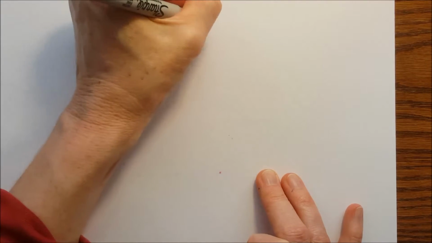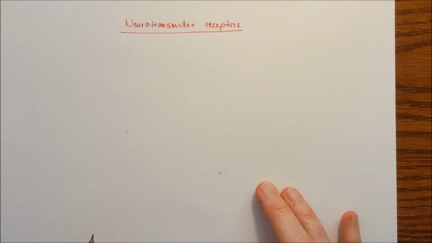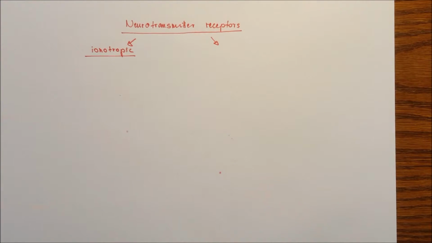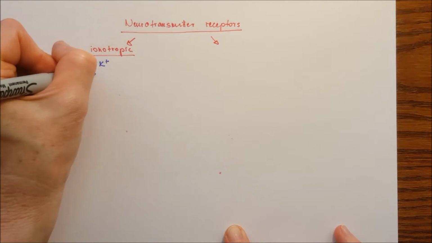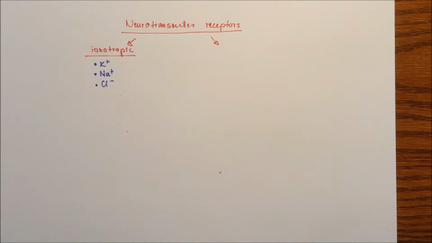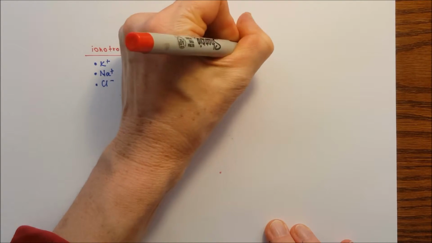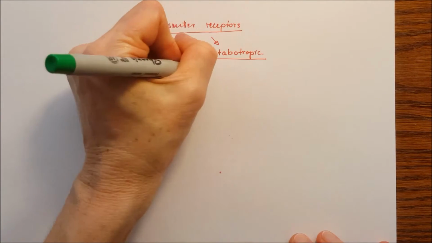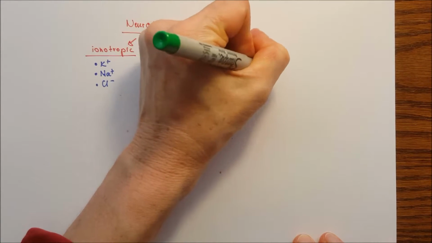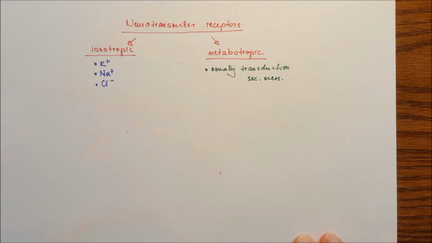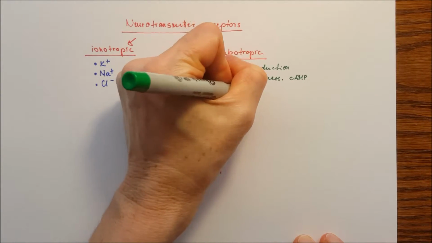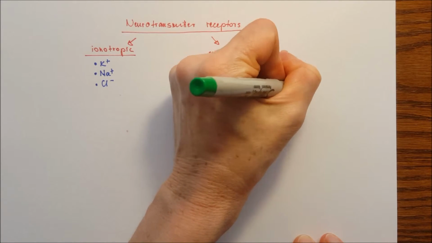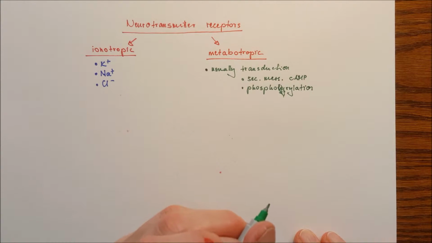Neurotransmitter receptors. There are two types of neurotransmitter receptors. One of them deals with the ion channels, the ionotropic, the potassium, sodium, and chloride channels. And it can also be a metabotropic receptor, and they usually involve some transduction inside the postsynaptic cell, involving a secondary messenger like cAMP and phosphorylation of specific channel proteins in order to open or close that channel.